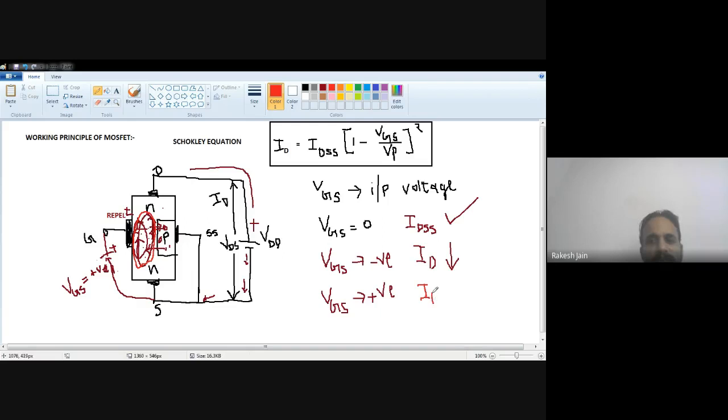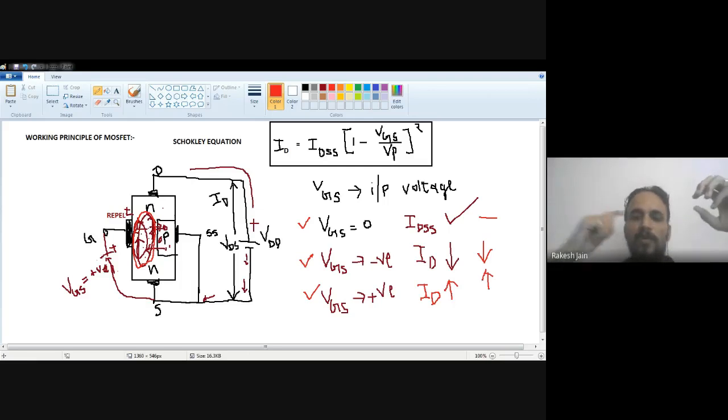So we see that when we change the applied input voltage, one time it is 0, one time it is negative, one time it is positive, the current changes. One time it is a constant, fixed, maximum value. One time it decreases from the previous case, and one time it increases. So we prove that the output current in the MOSFET depends on the applied input voltage. That's why this is a field effect transistor.